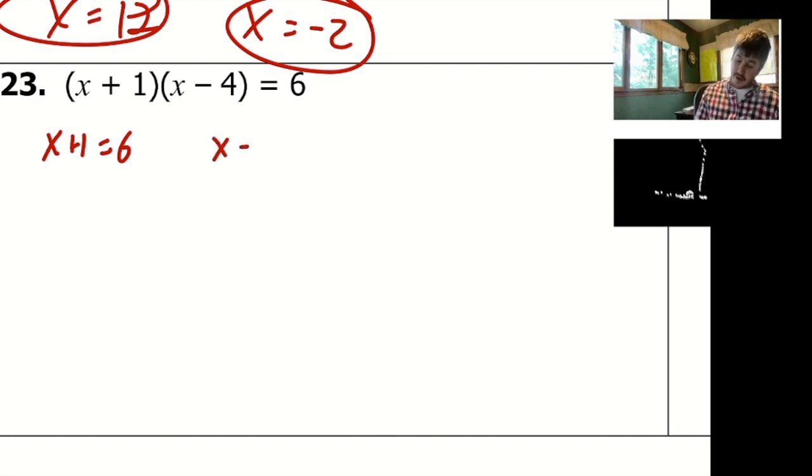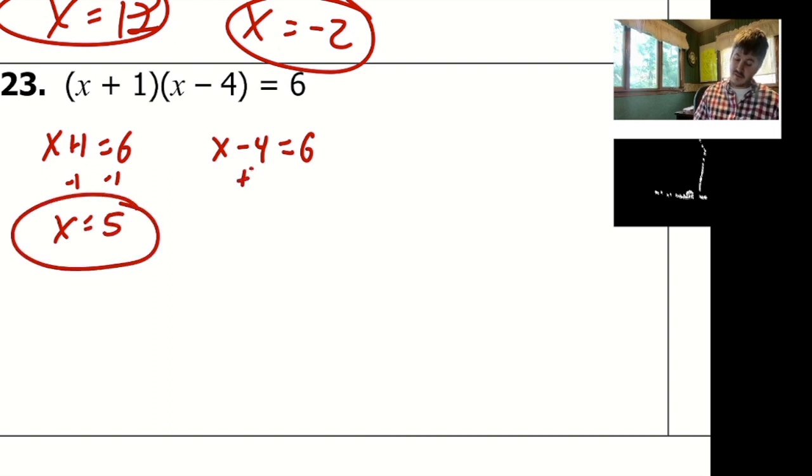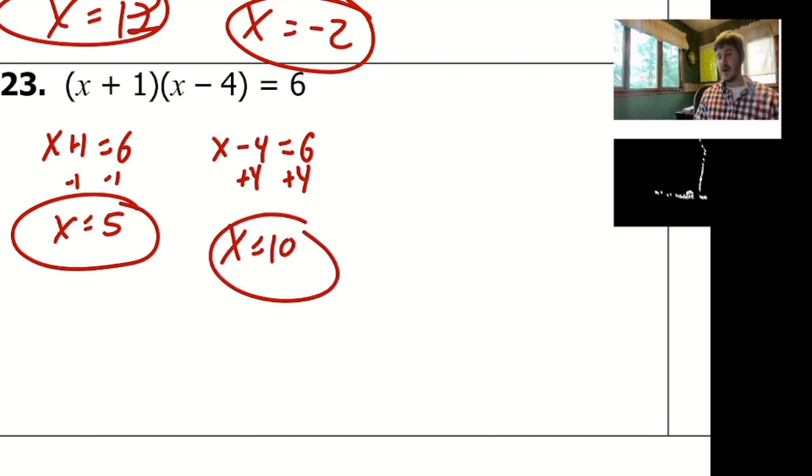And then you can do x minus 4 is also equal to 6. And then solve these. Minus 1 from both sides, you got x equals 5. And then you're going to add 4 to both sides, and you got x is equal to 10. Sounds a little bit different, but that is something that we are allowed to do.